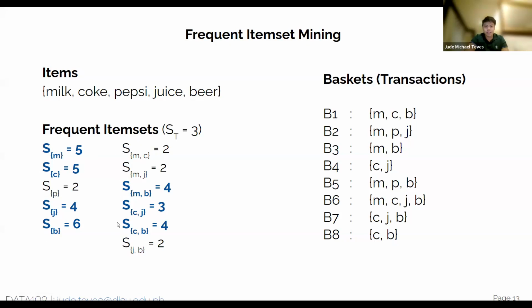For the doubleton item sets, you have MC item set, which is just 2. So that's not enough. For MJ, it's 2 as well. Not enough. For MB item sets, we have 4, which is high enough. And CJ is 3, CB 4, JB equals 2. So only MB, CJ, and CB are frequent item sets.